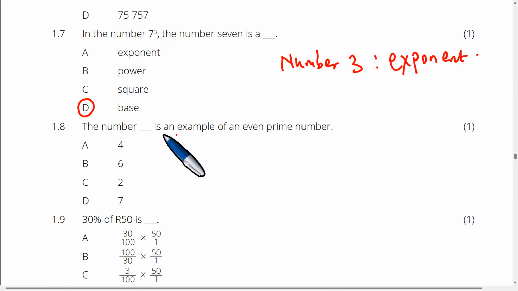What is an example of an even prime number? Which one? Think about this. Is it the number 4? Is it 6? Is it 2? Is it 7? Which one is an example of what we call an even prime number? Which one is an even prime number among those?